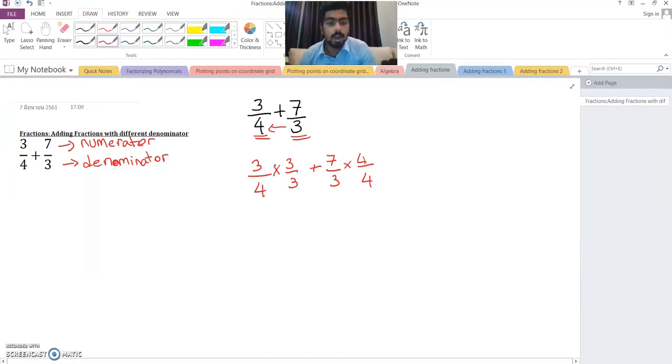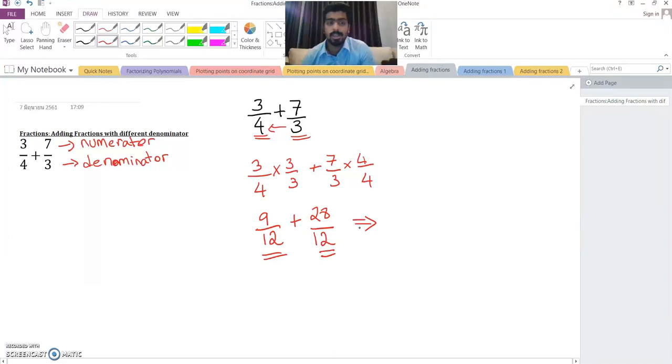Alright guys, so now what we can do is multiply the numerators. 3 multiplied by 3 gives us 9 over 4 times 3 gives us 12, plus 7 times 4 gives us 28 over 3 times 4 gives us 12. Now what have we done here? We have made the denominators equal. Since we have made the denominators equal, we can add up the fractions.